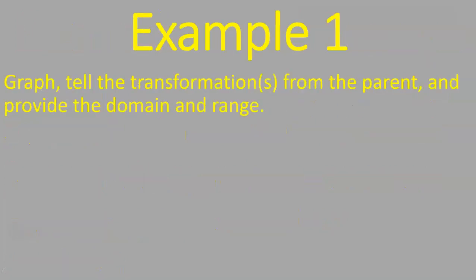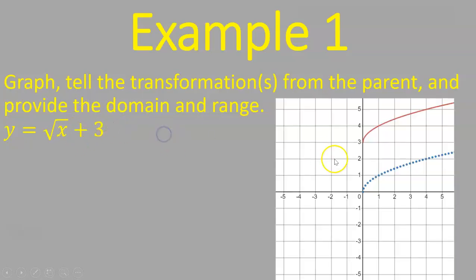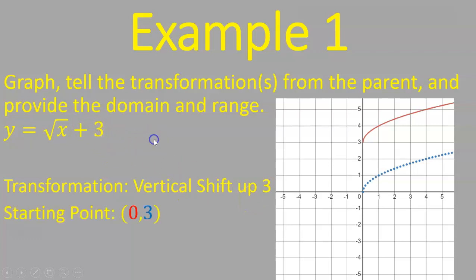Okay, so for example here it says graph, tell the transformation from the parent and provide the domain and range. There's another video you can watch on all the transformations. One that's very common is if you add on the outside of a function, it goes up. Notice that I have the parent graph here, and the new graph is that same picture up 3 units. So this works on your graph transformations. The transformation will be a vertical shift up 3. Again, you add on the outside.